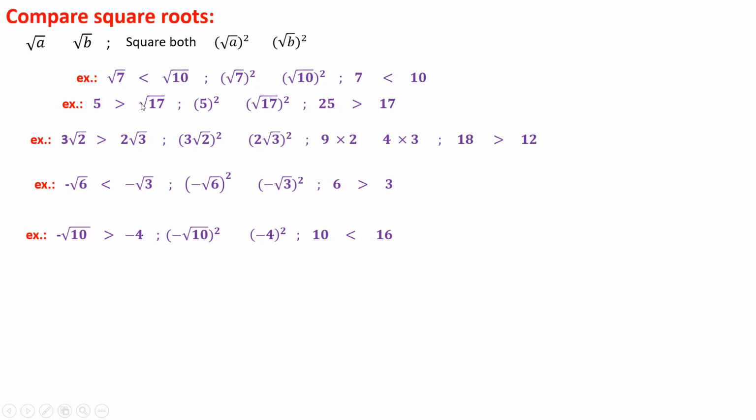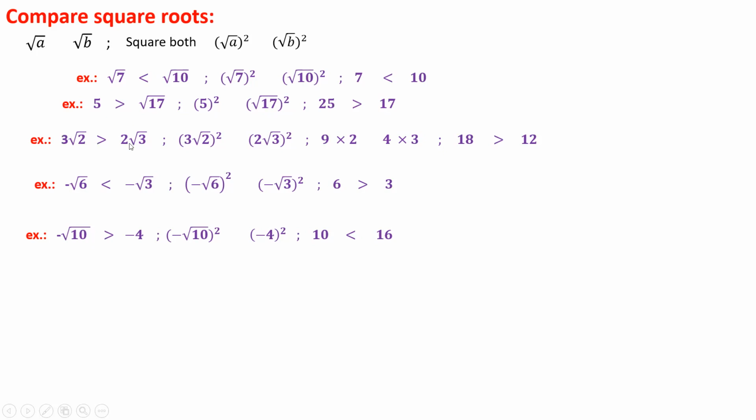Also 5 and radical 17. I square both. 5 square, I compare it with radical 17 square. 5 square, the answer is 25. Radical 17 square, the answer is 17. 25 is greater than 17, so 5 is greater than radical 17.